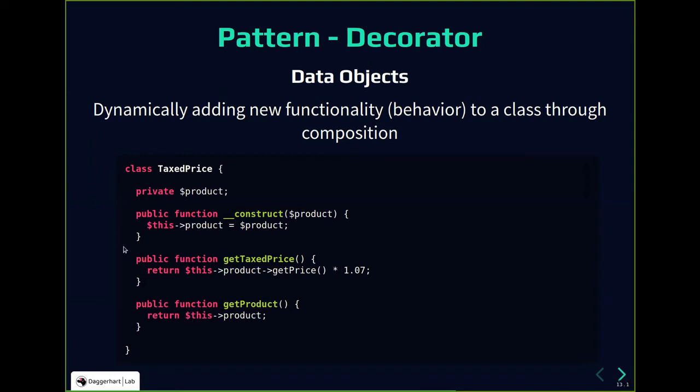So this idea here of extending functionality through composition, like simple functionality, is the decorator pattern. We have decorated, you could say, this product object with a new piece of functionality that calculates tax prices for us.